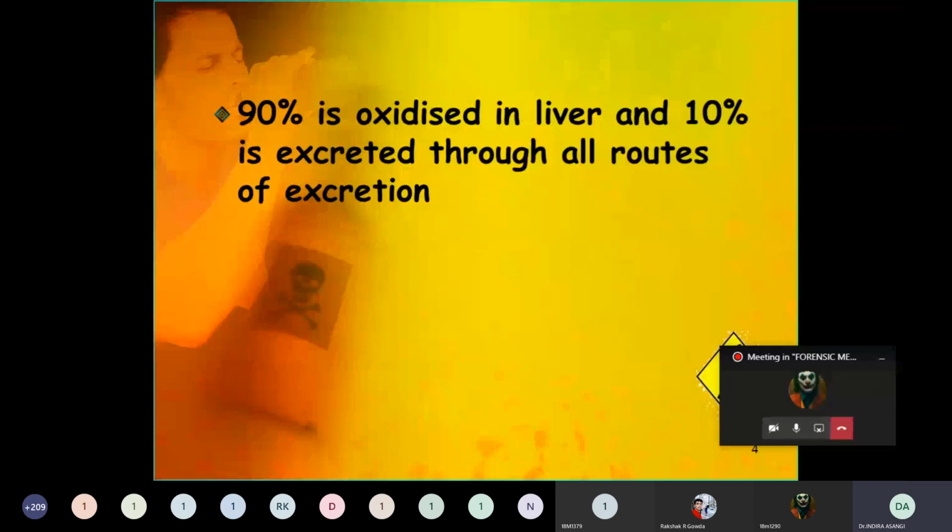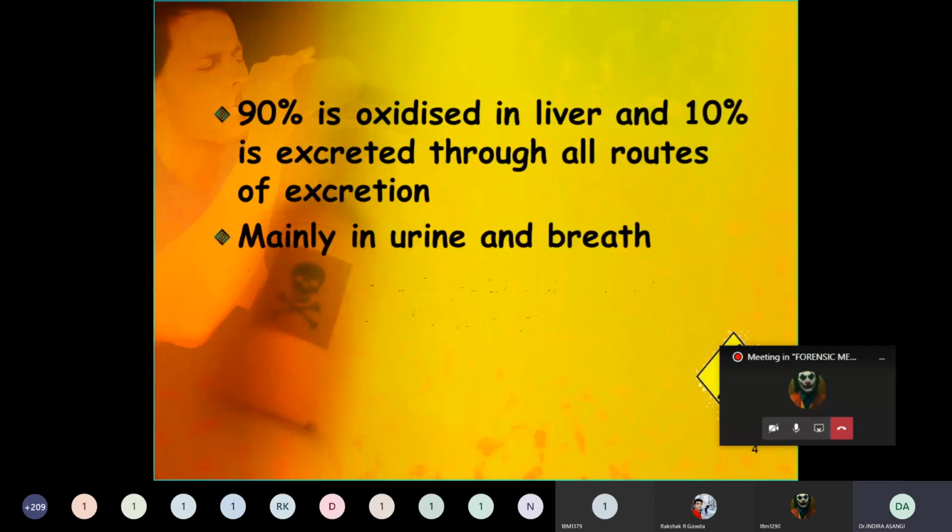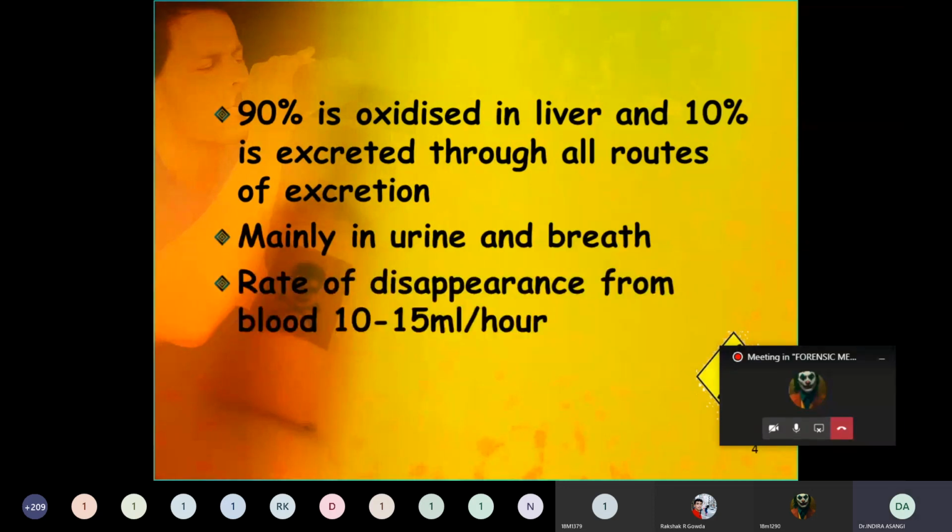So 90% is oxidized in the liver and 10% is excreted through all routes of excretion, mainly in urine and breath. The rate of disappearance from the blood is 10 to 15 ml per hour. This is equivalent to 15 mg%.